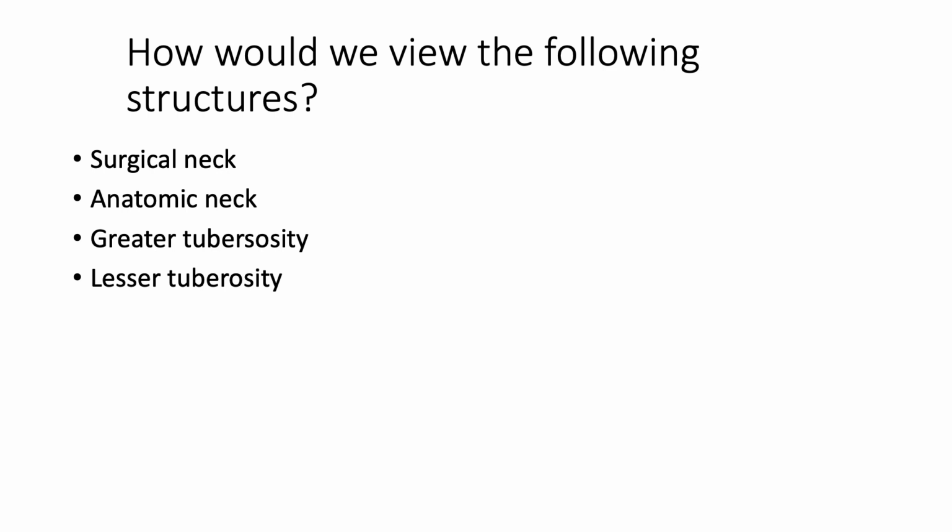So what I want you to do now is I want you to pause the PowerPoint slideshow and I want you to really think about how you would view each of these structures. Go back to anatomy. Think about where the surgical neck is on the humerus. Think about where the anatomic neck is. Greater tuberosity, lesser tuberosity.